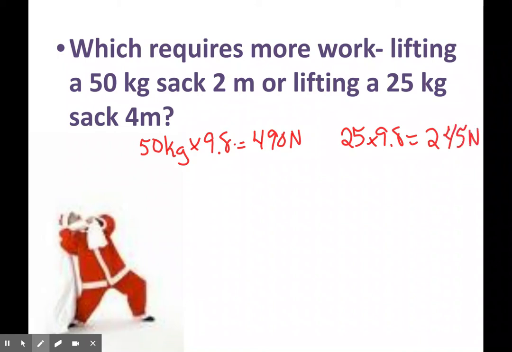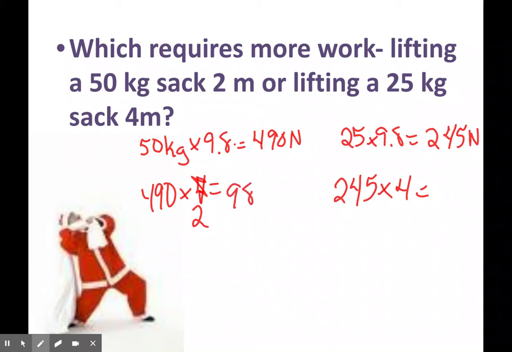And so we're lifting those up. So 490 is my force times my displacement of 2, and 245 times 4. Oh sorry, this one was the 2 and this one was the 4. We're going to get the same answer. So 980 joules here and 980 joules here. So in this scenario, the same amount of work would be required.